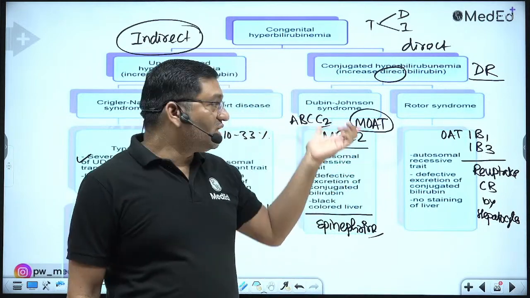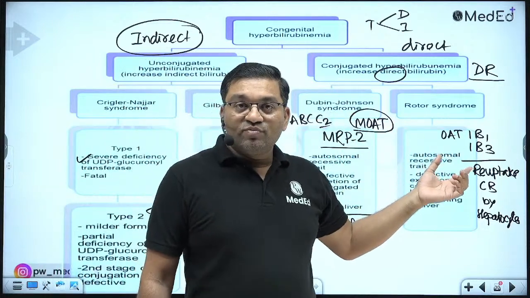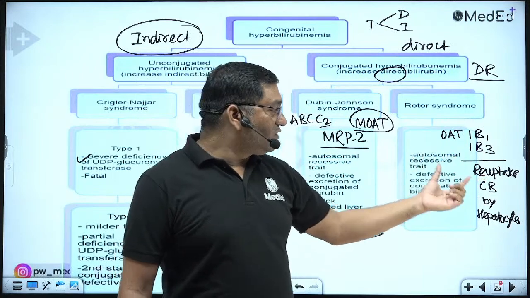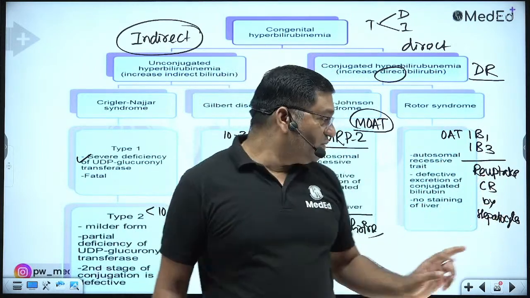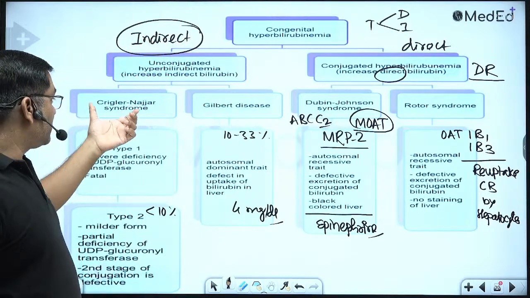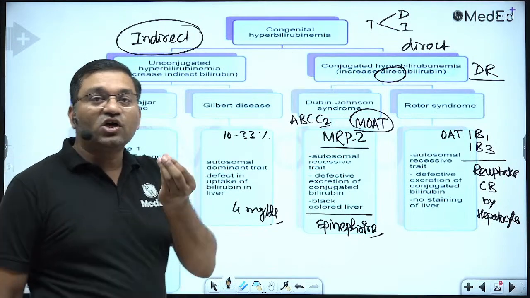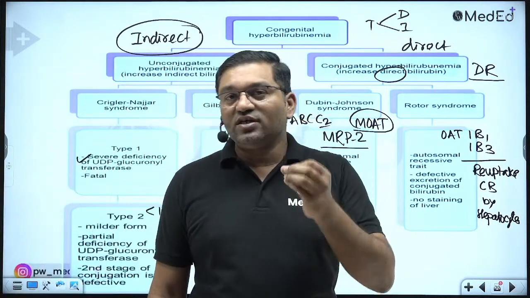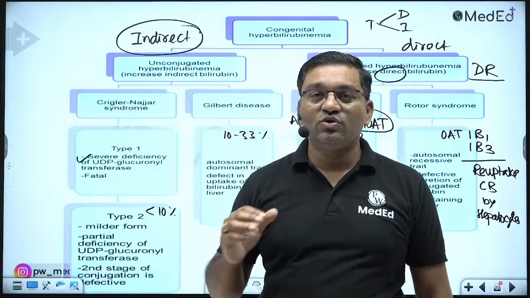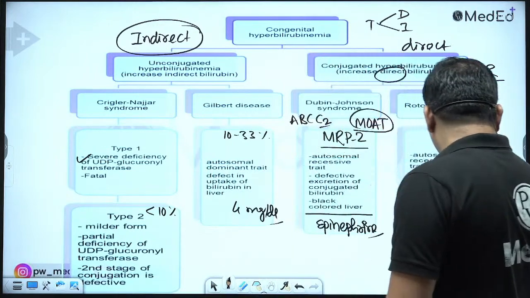MRP2 mutation is there in Dubin-Johnson syndrome. Also there is black liver. And in Rotor syndrome, there is organic anion transporter 1B1 and 1B3 defect. This is required for reuptake of conjugated bilirubin by the hepatocytes. Then indirect bilirubin level increases in Crigler-Najjar type 1 and type 2 and Gilbert's disease. There is defect in the conjugation. Conjugation is required for conversion of toxic unconjugated bilirubin into the water soluble conjugated bilirubin.